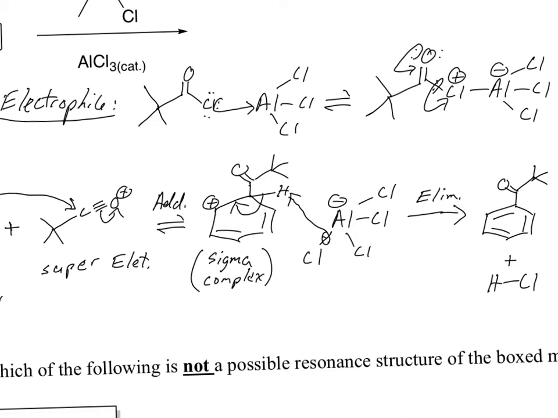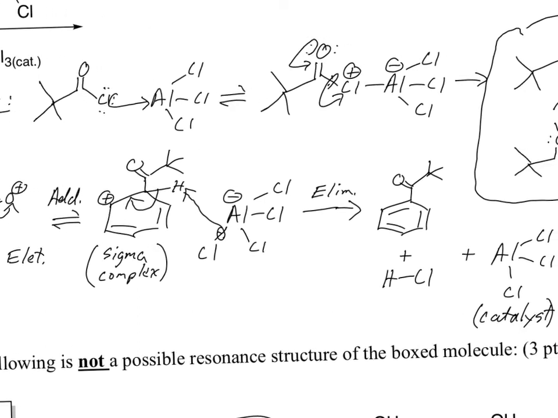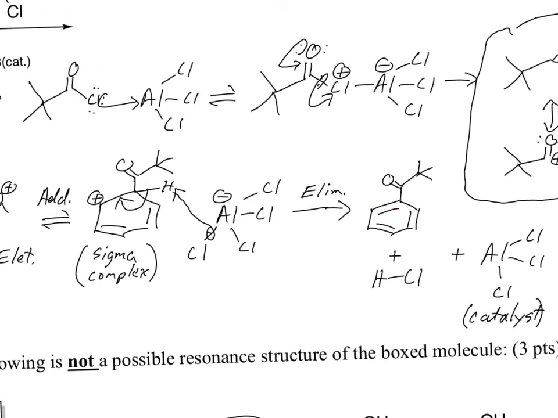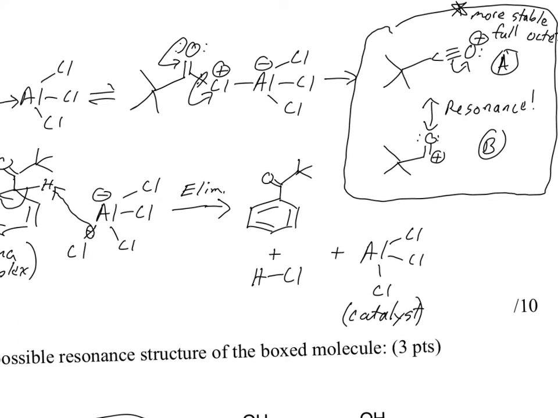The fast step is the second step, which is an elimination, right? We make a pi bond. That's going to be fast because we're remaking the aromatic ring. We also make HCl, and we regenerate AlCl3, the catalyst.